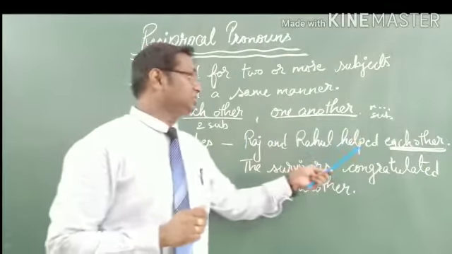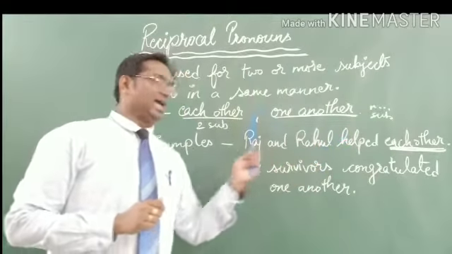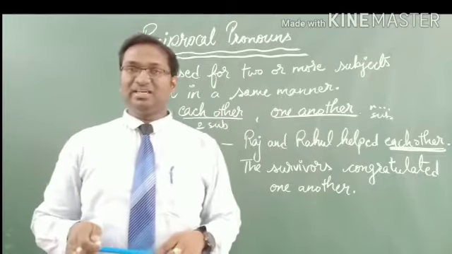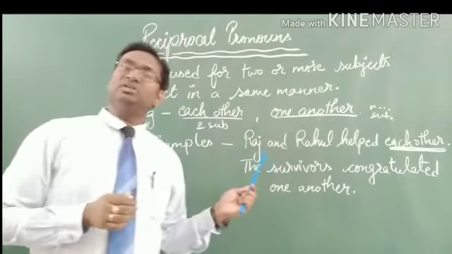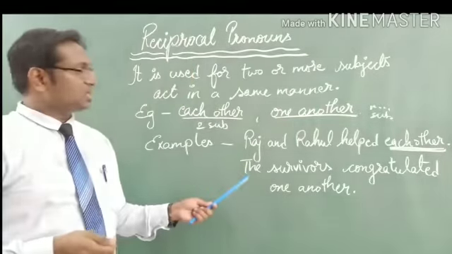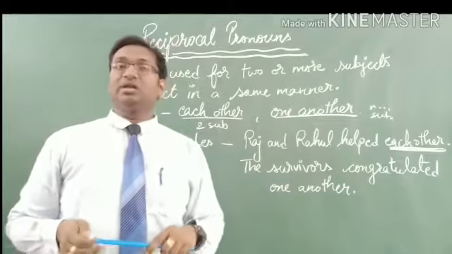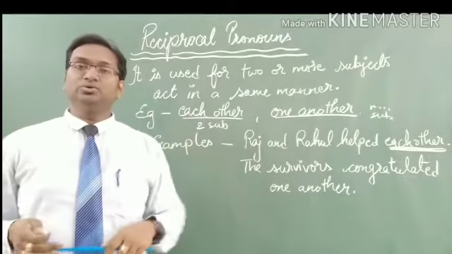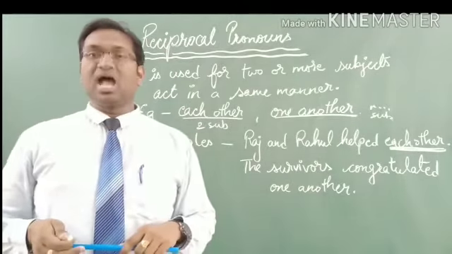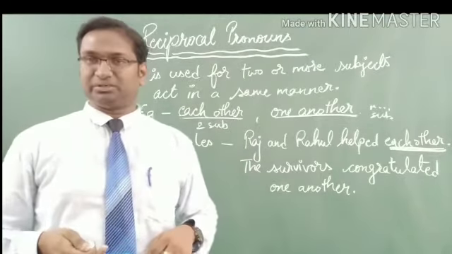Raj helped Rahul, and in return Rahul helped Raj. So in this way, the actions done by both the subjects are reciprocal. Next is: the survivors congratulated one another. Now there are more than two survivors. And what are they doing? They are congratulating each other.